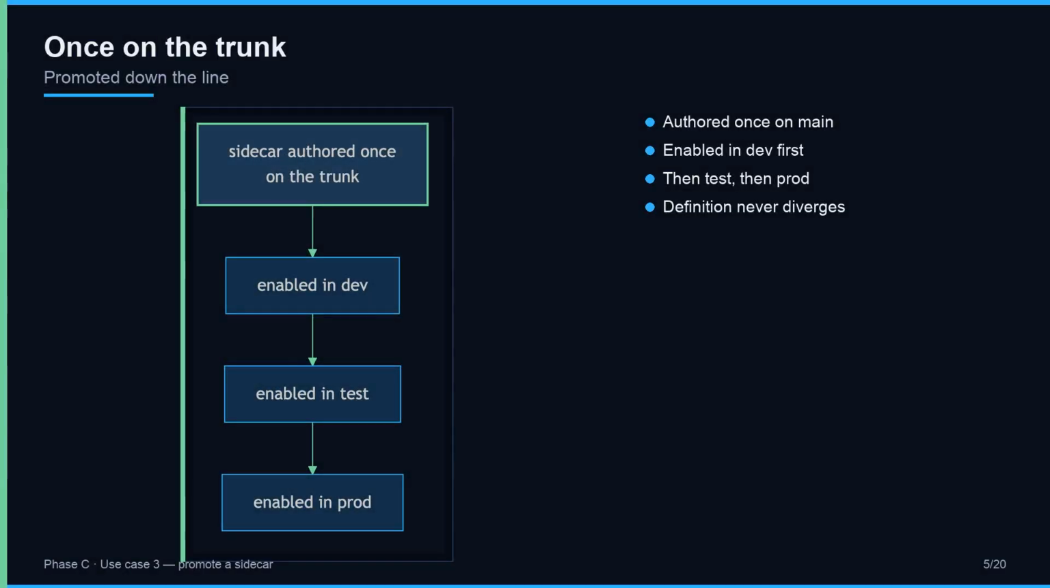See the rollout. The sidecar is authored once, on the trunk. From there it is enabled in dev first, then test, then prod, each one a small, deliberate opt-in. The definition never changes between environments, only whether each environment has turned it on.